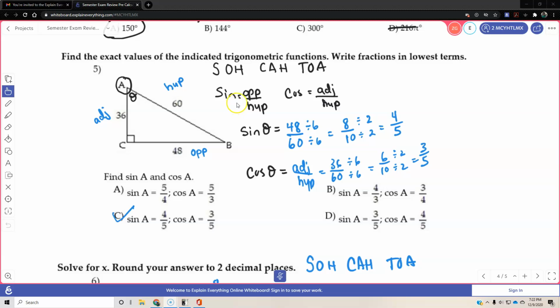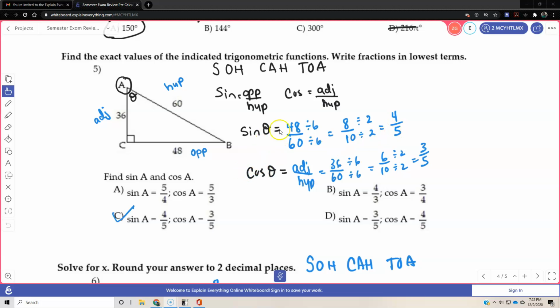So we have sine, which is so, opposite over hypotenuse. We know that opposite of theta is 48 over 60. We could have divided each side by 12. I kind of did the long way, but if you divide 48 by 12 and 60 by 12, you would get 4 over 5.